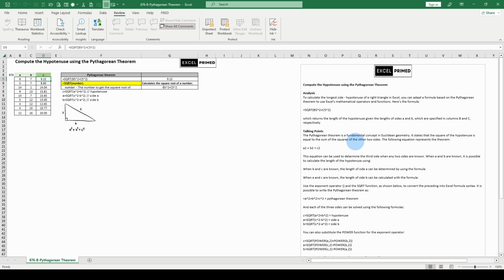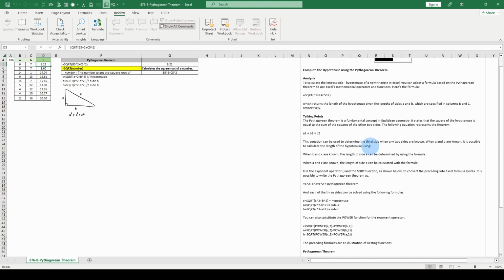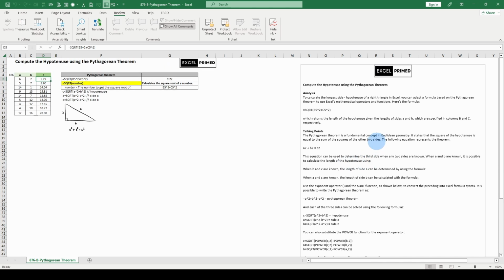The Pythagorean theorem is a fundamental concept in Euclidean geometry. It states that the square of the hypotenuse is equal to the sum of the squares of the other two sides. This equation can be used to determine the third side when any two sides are known. We know a and b, so we can figure out c. If we know b and c, we can figure out a. If we know a and c, we can figure out b.